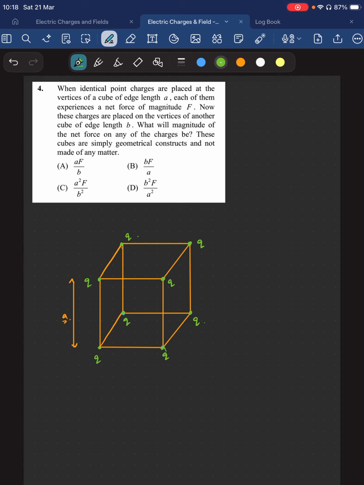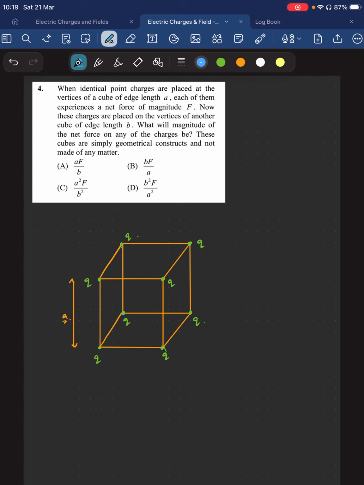So if I consider one charged particle over here, this charged particle will experience a force due to the remaining 7 charged particles. And he's saying that assume that net force to be equal to F. Now, if these charges were placed on the vertices of another cube whose edge length is B, we need to calculate what would be the net force acting in that case on one of those charged particles. It's a pretty interesting question, one which requires a slightly different way of going about it. But let's start going about this question.